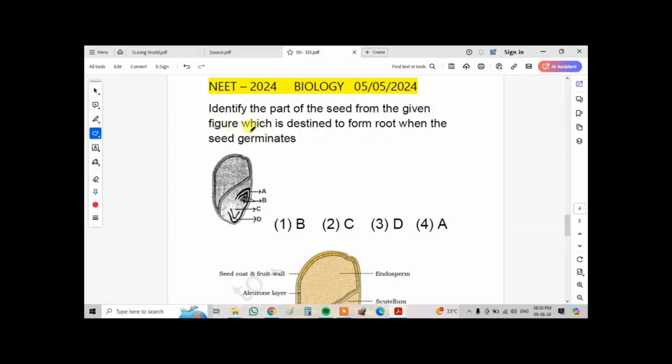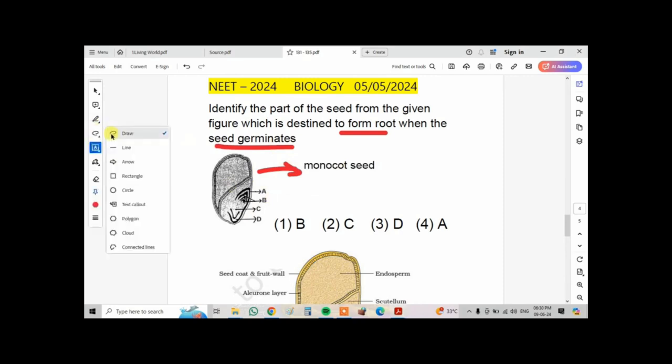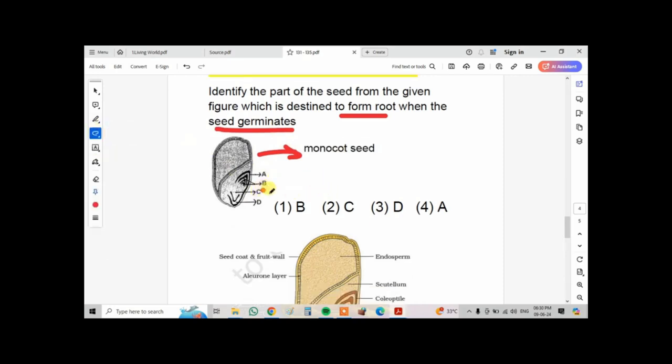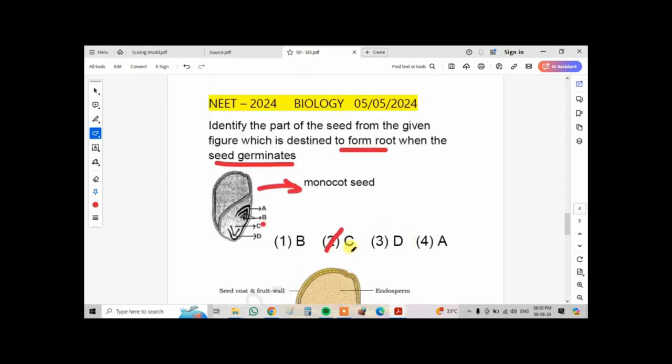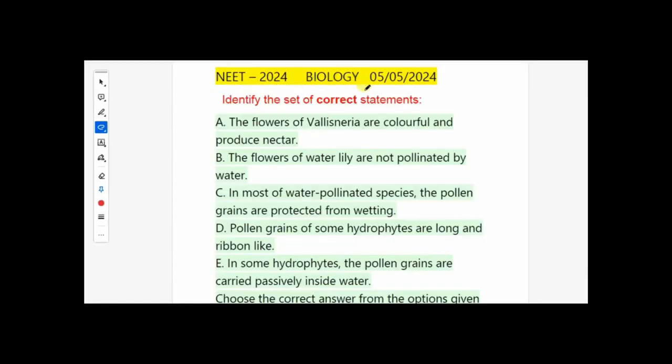Identify the part of the seed in the figure which is destined to form the root when the seed germinates. The given figure is the seed of a monocot, and please observe clearly that here near the point C the line is known as the radicle, which further germinates as the root from the seed. Option 2.